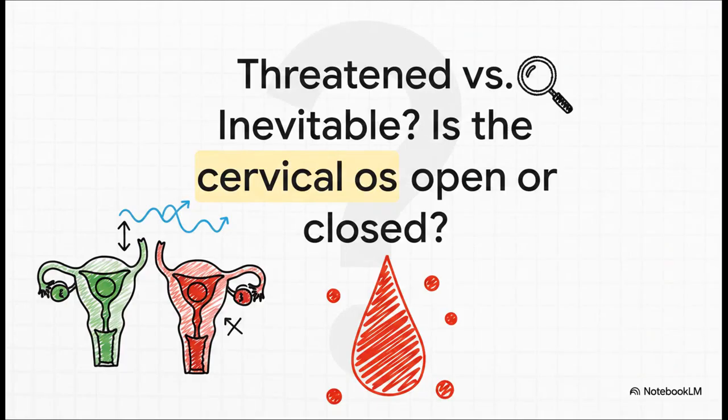So what's the difference between a threatened and an inevitable miscarriage? Is it just the amount of bleeding? And what's this about the cervical os being open or closed? This is where students get tripped up all the time. But don't worry, by the end of this, you're going to have it all crystal clear.